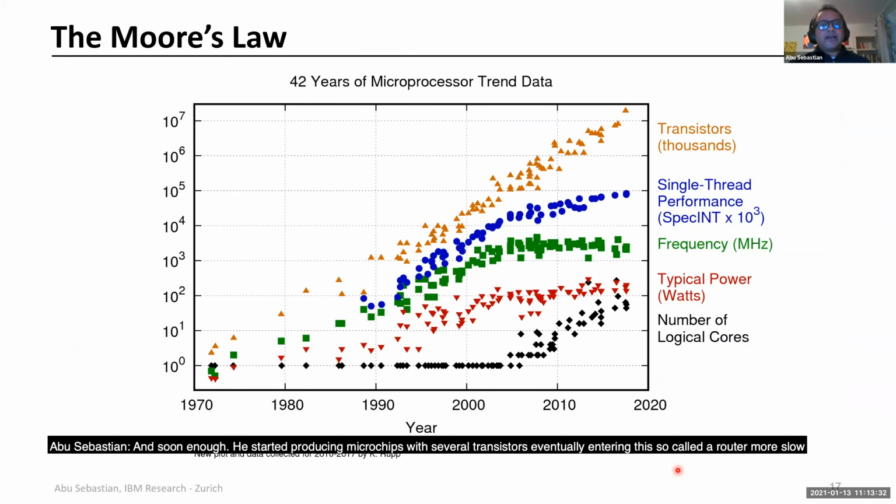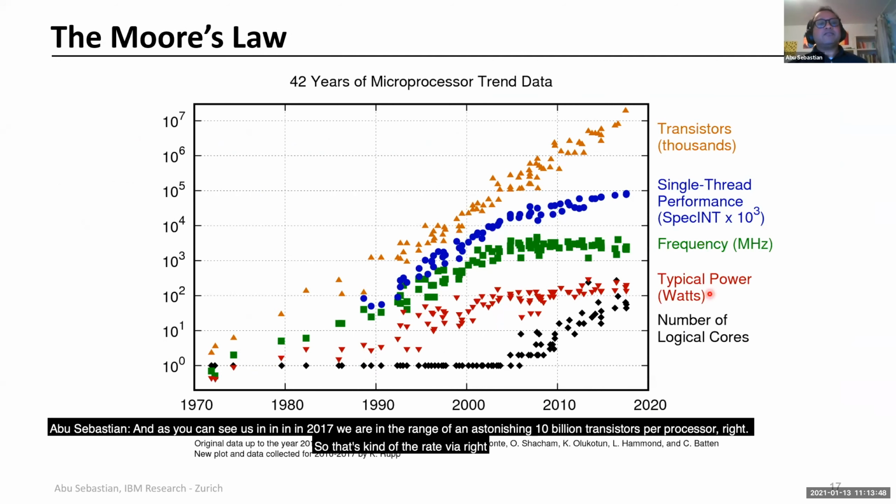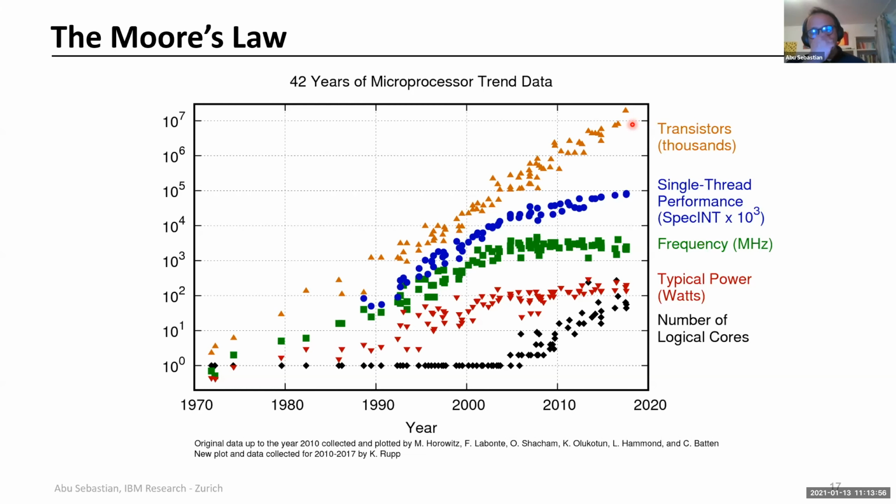And soon enough, we started producing microchips with several transistors, eventually entering this so-called era of Moore's law. This graph here shows how we were packing transistors in microprocessors over the last 42 years. And as you can see, as of 2017, we are in the range of an astonishing 10 billion transistors per processor, right? So that's the rate we are at. So we were well and truly into the Moore's law era.